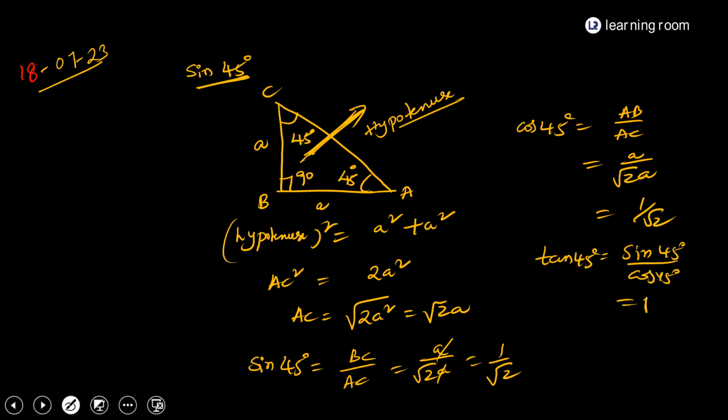What about cosecant 45? Cosecant 45 will be 1 by sine 45. Cosecant theta equals 1 by sine theta. 1 by root 2 will be root 2. Okay. Clear? Note it down.